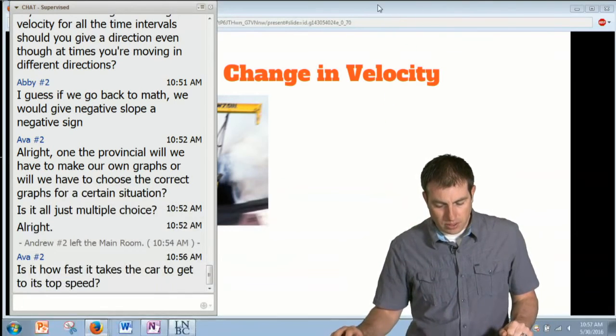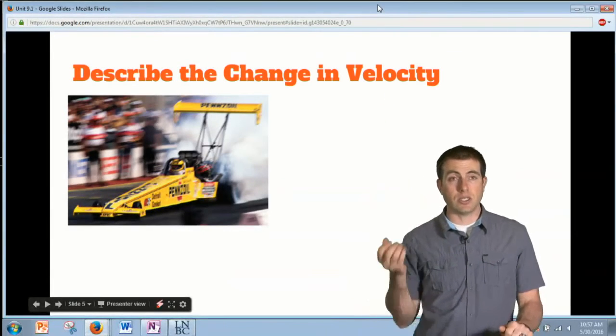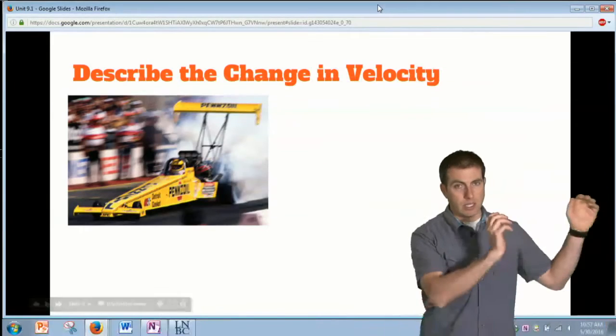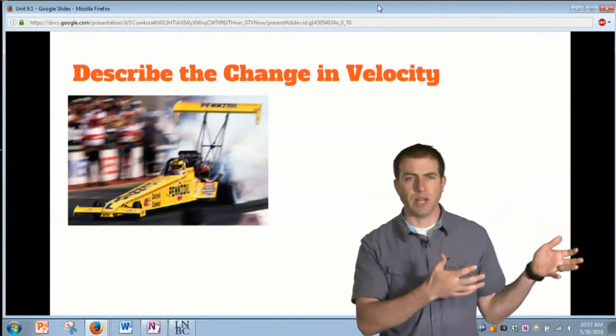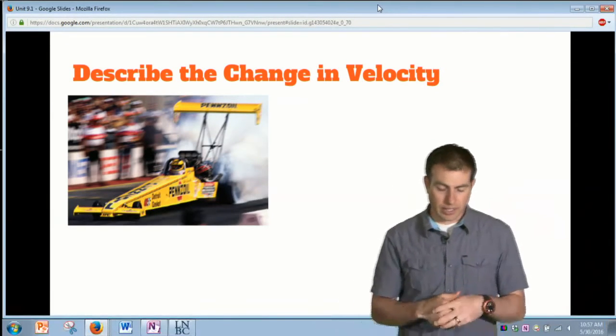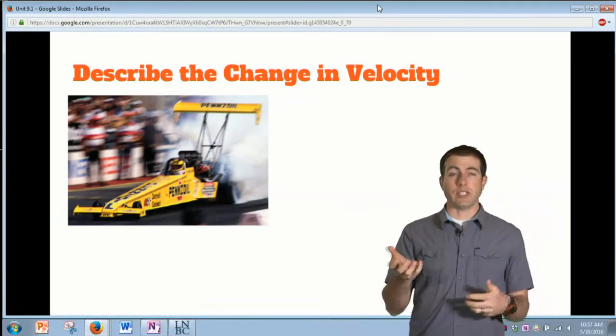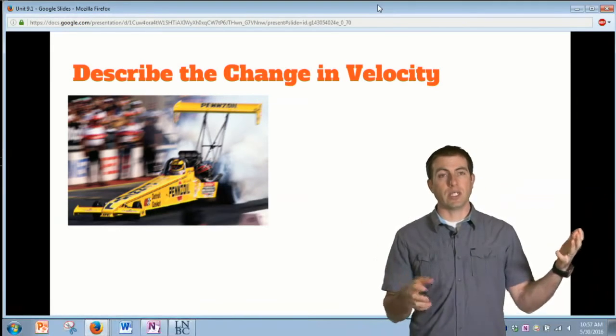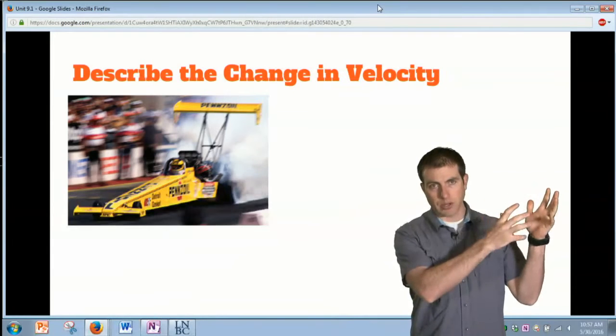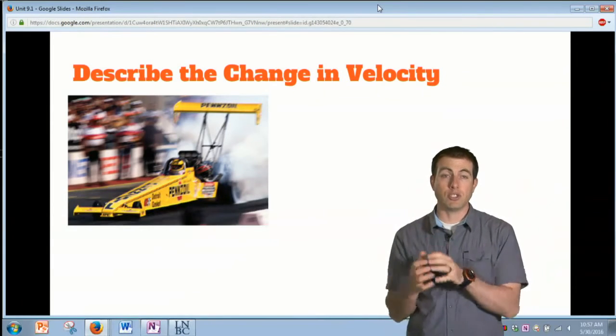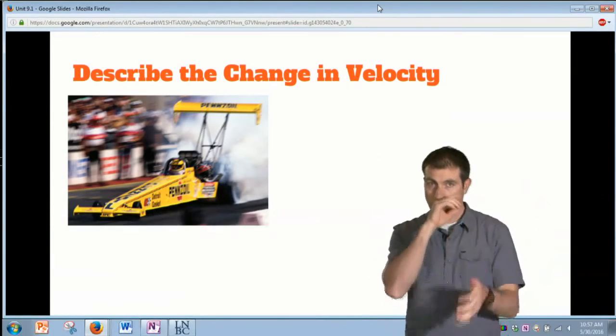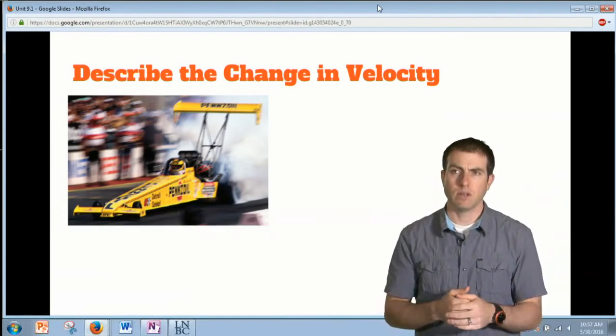So change of velocity. If I have a dragster, it starts at 0, it ends at, let's say, 300 kilometers per hour. That's how fast it crosses the finish line. So what was this change? It went from 0 to 300. So if I take the final speed at the finish line, 300, and I subtract 0, its change was 300. It went from 0 to 300 kilometers per hour. Okay?